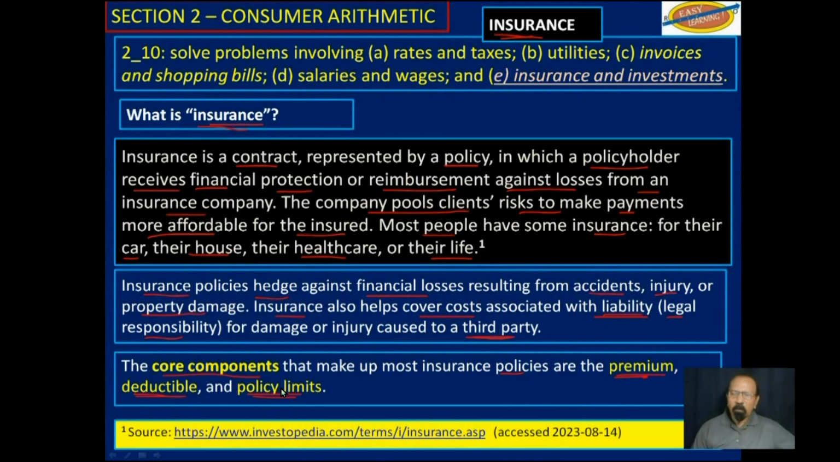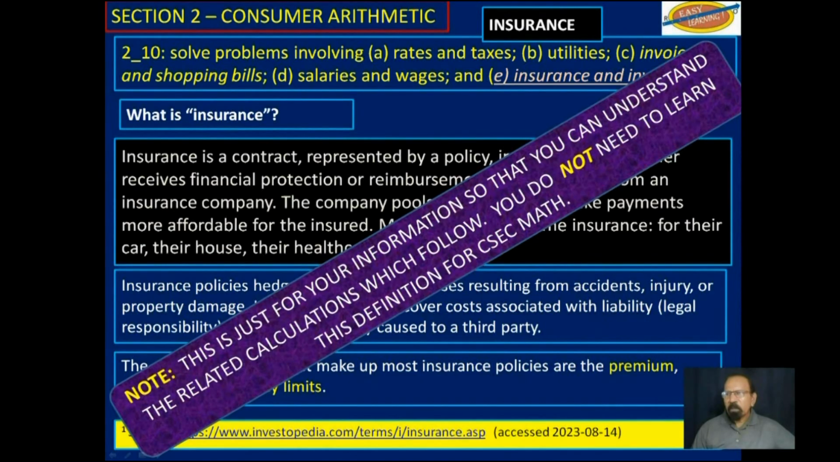And so we will need to talk about those in order to do some calculations that I think CXC may require. Note that this is for your information so that you can understand the related calculations which will follow. You do not need to learn this definition for CSEC math, maybe in principles of business or even in principles of accounts, I don't know, for CSEC, but not for math. However, you need to understand these principles in order to do the calculations that follow.